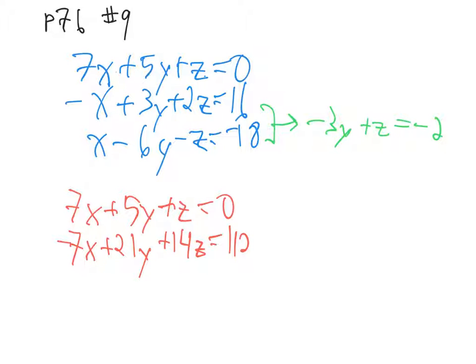I do that because now I'll again have 7x and minus 7x, and I know they'll cancel. And in fact, with these two added together, 7x plus minus 7x is 0. 5y plus 21y is 26y. And 1z plus 14z is 15z. And over here I have just 0 plus 112, which is just 112. Now we've gone down to two variables and two equations, which we should also be able to solve, and we'll go to another screen to do that.